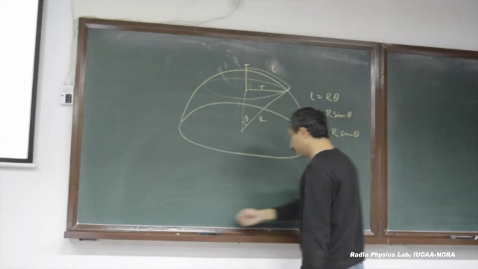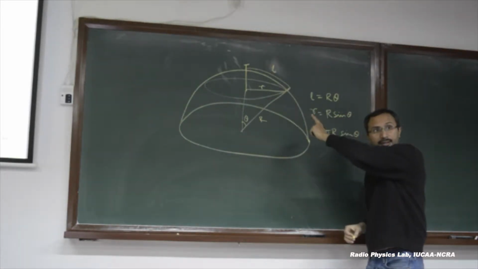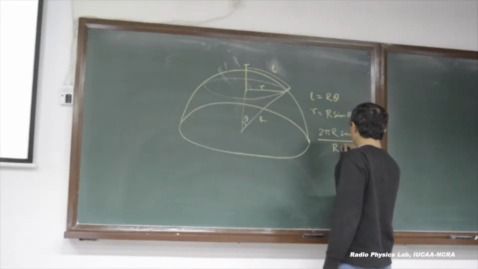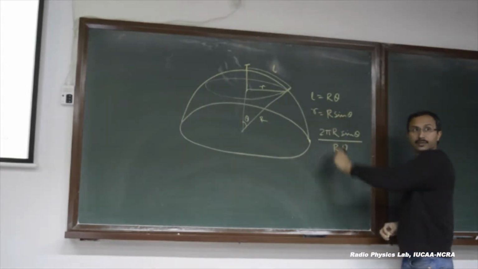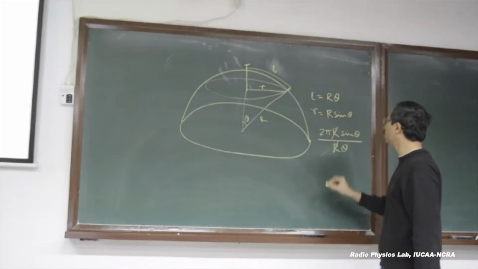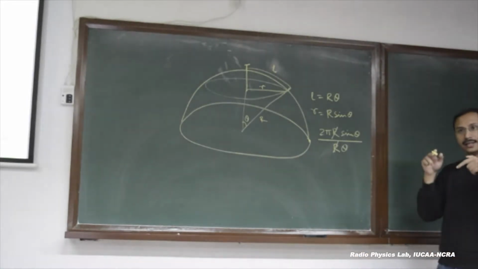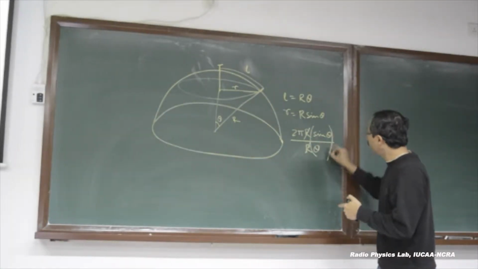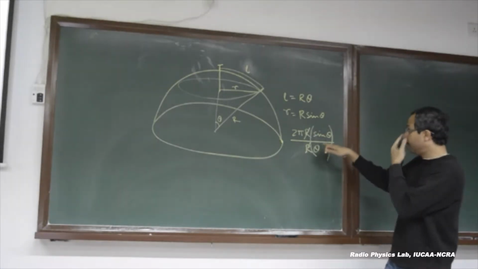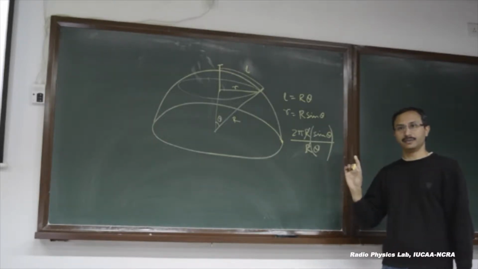So the ratio of the circumference to the radius that the ant thinks is the radius would be 2 pi r by r theta, right? That is L. So you see that this is not 2 pi. This is 2 pi into sin theta by theta. However, when theta is very small, that is, you are close to a tangent, then this vanishes. That is a very important thing in general relativity.